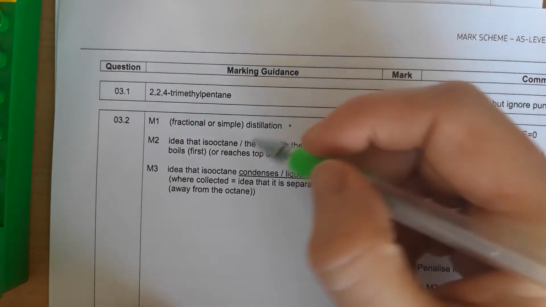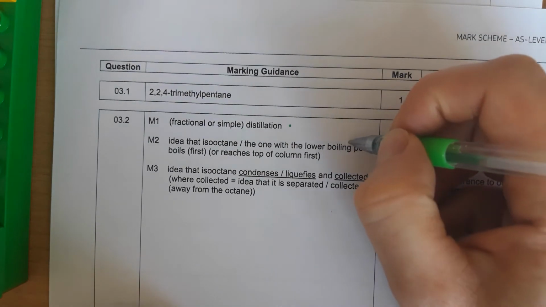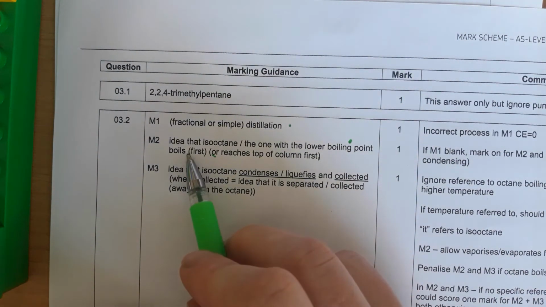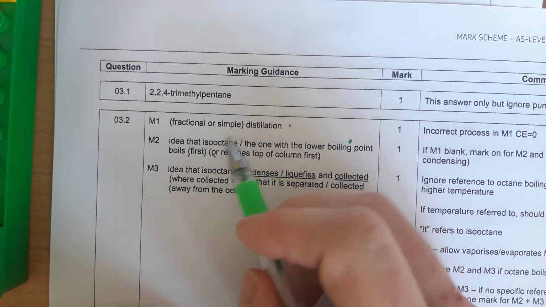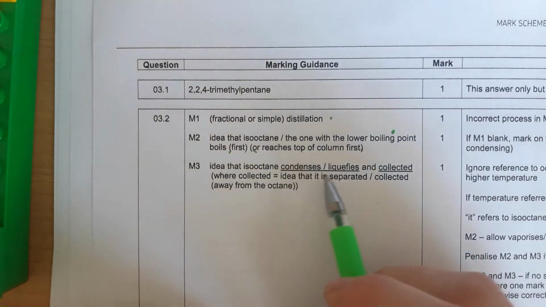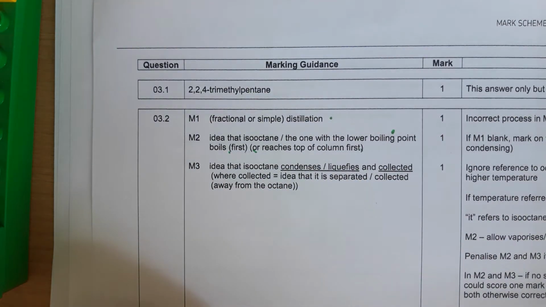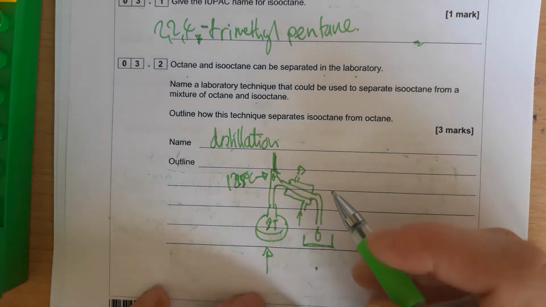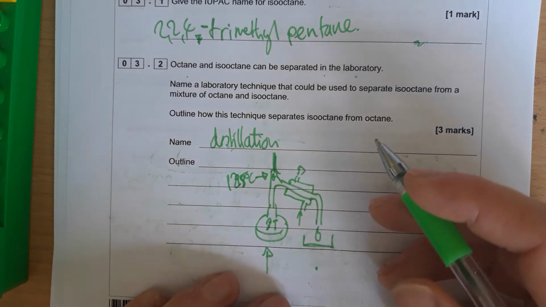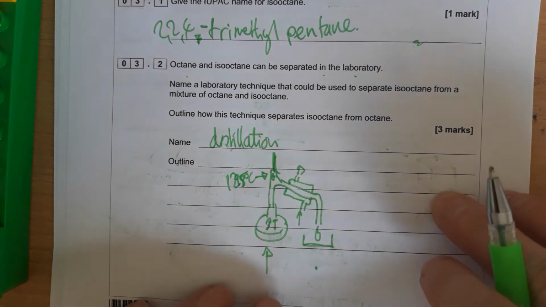Right, marks. Outline how this technique separates. Isooctane is the one with a lower boiling point, so it'll either reach the top of the column first or boil first, depending if you're talking about fractional or normal distillation. This is normal distillation. Isooctane will collect first. It says you've got to refer to laboratory apparatus, so I was using words like Liebig condenser and things like that.